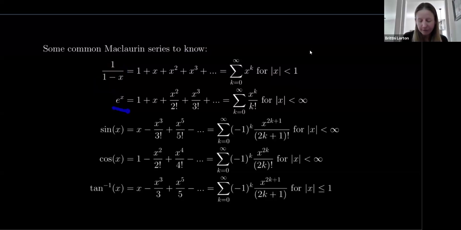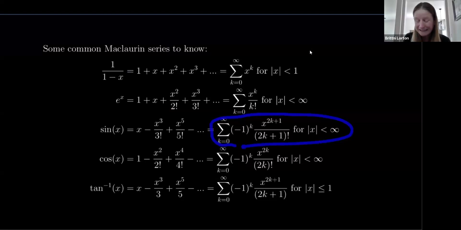e to the x, we were able to find the Taylor series for that. This is a Maclaurin series, so centered at 0. It is the sum from k equals 0 to infinity of x to the k over k factorial. I didn't prove the interval of convergence for this one, but you could do the ratio test really quick if you'd like, and that one did converge for all real numbers. Last video, we did prove the interval of convergence for the sine of x Maclaurin series, which also converged for x between -infinity and infinity.